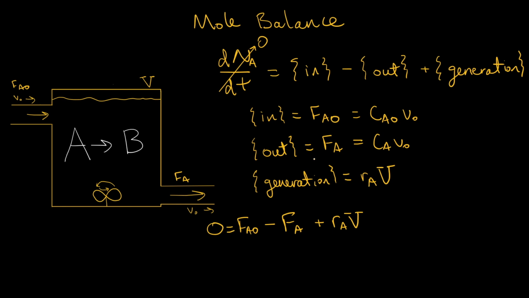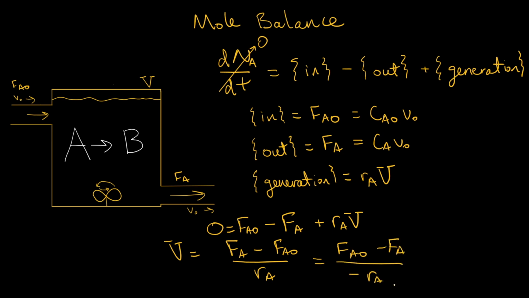Typically, we solve this equation for V. We're basically asking the question, to reach a certain conversion or a certain difference between F_A and F_A0, how big of a volume of a reactor do you need? So let's solve for V right here. So we end up with V is equal to F_A minus F_A0 divided by r_A. And usually the way we write this, since F_A0 is going to be bigger than F_A, I'm going to rewrite this as F_A0 minus F_A divided by negative the rate of reaction of A.